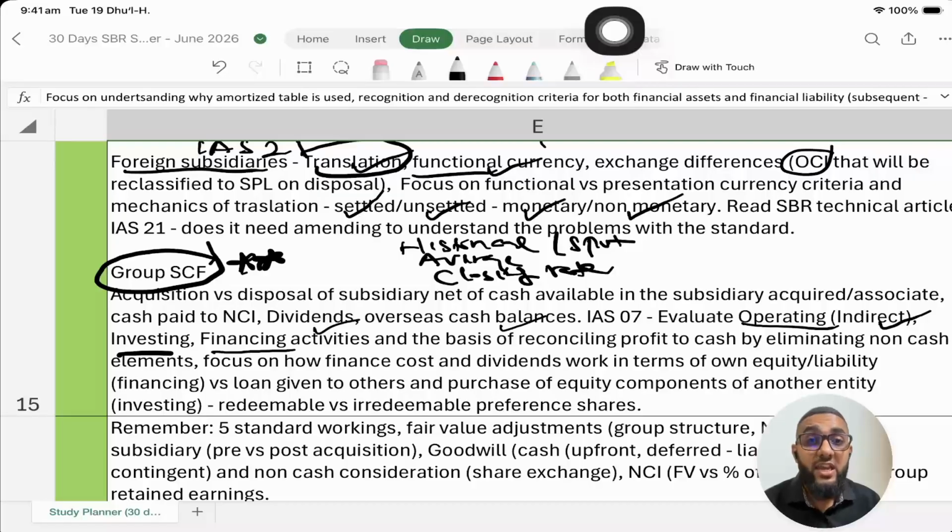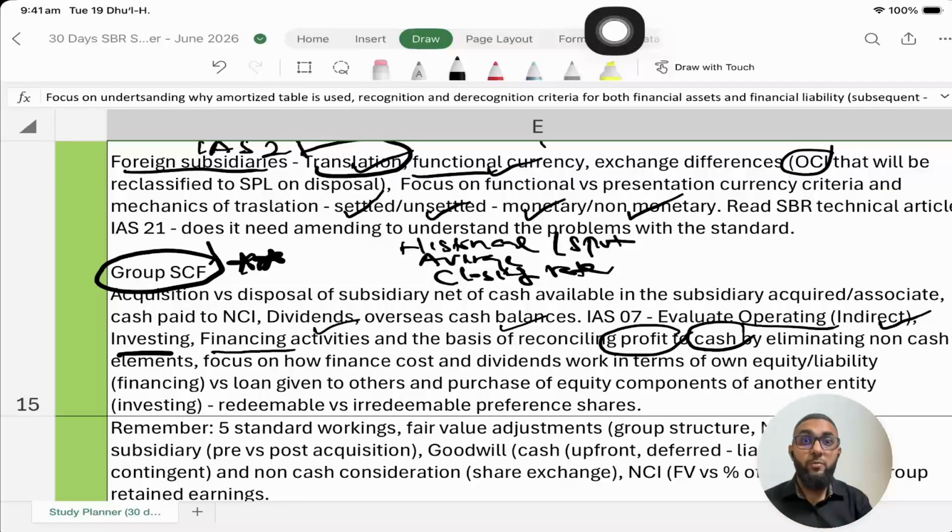And what are the changes to the cash flow statement after IFRS 18 has been introduced, right? And ways of reconciling profit to cash. How are you going to reconcile profit to cash? How are you going to bring profit to cash? Right? If a company is making profit, but that's not cash, right? So you're going to eliminate all the non-cash items. How are you going to eliminate those non-cash items?